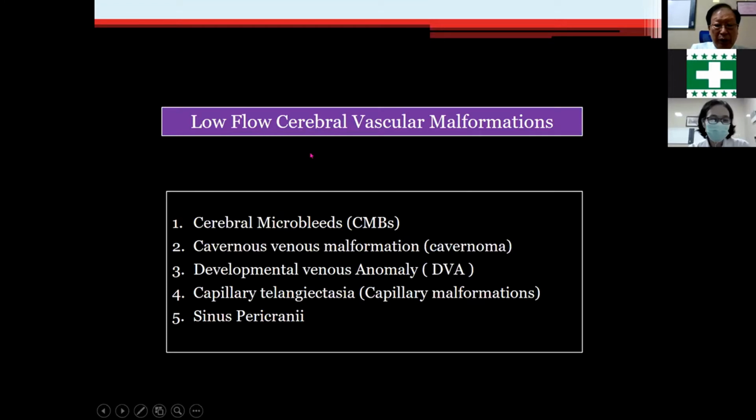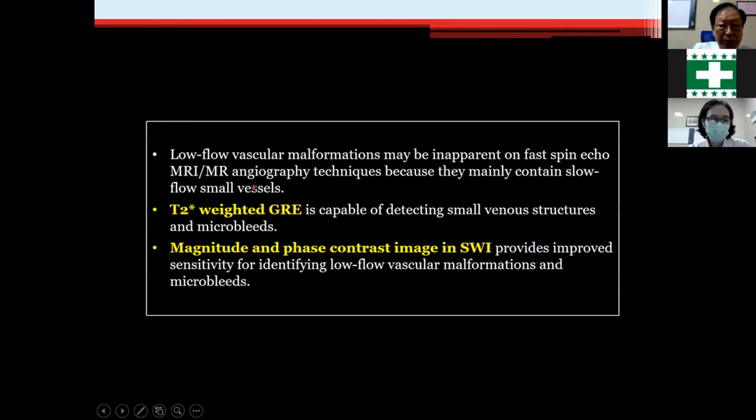Today's topic is the low flow group: cerebral microbleeds, cavernoma, DVA, capillary malformation. These are the low flow vascular malformations. MR angiogram technique is not useful here, because the flow is so slow and they are very tiny vessels.